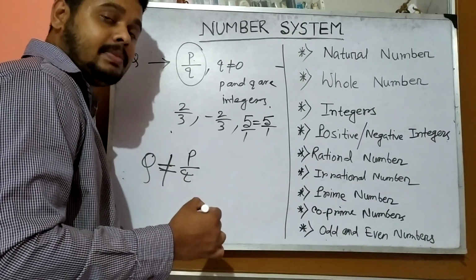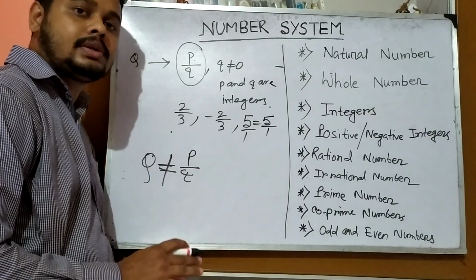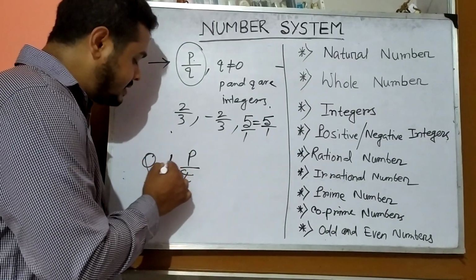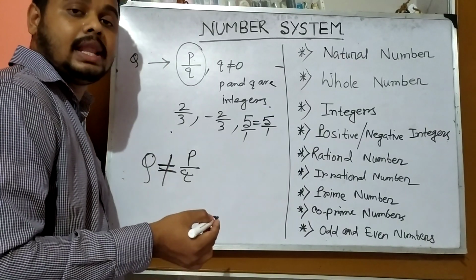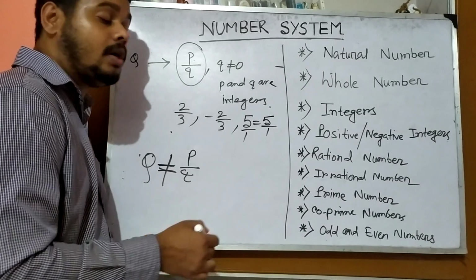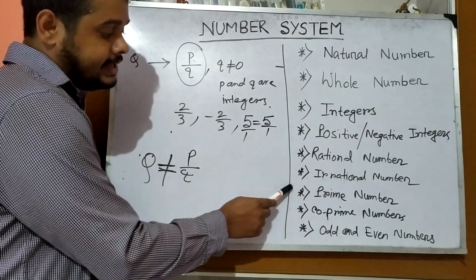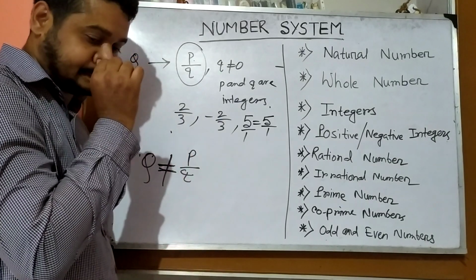In that case, ultimately our division will not finish. That time we can say it's an irrational number. That means the number cannot be expressed in the form p by q. Clear? Our next point is prime number.